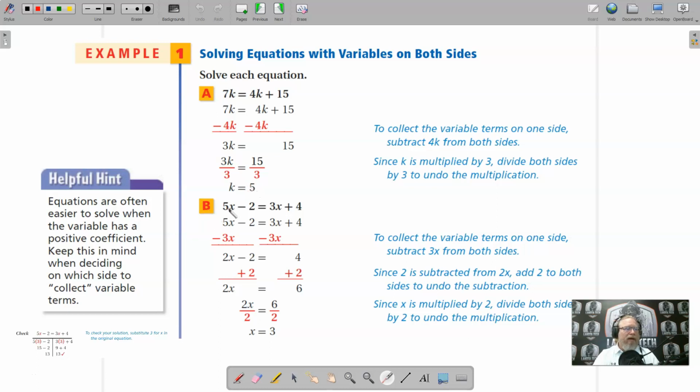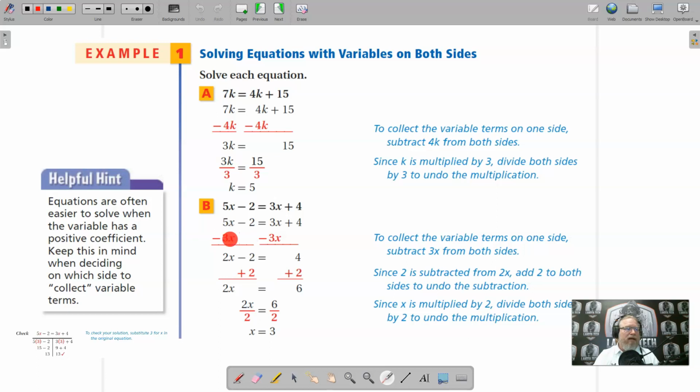In example B, we have 5x minus 2 equals 3x plus 4. So we need to collect, or that is to say move our variables over to one side or the other. Well, the question is, should we subtract 5x or should we subtract 3x? Well, if we take 3 away from 5, we're going to end up with a positive 2. But if we took 5 away from 3, we would end up with negative 2. So let's subtract 3x from each side.